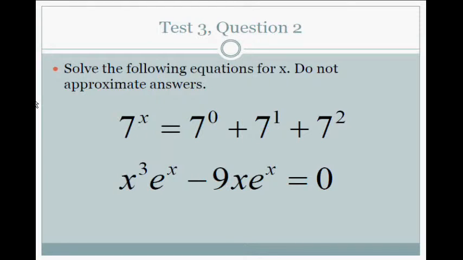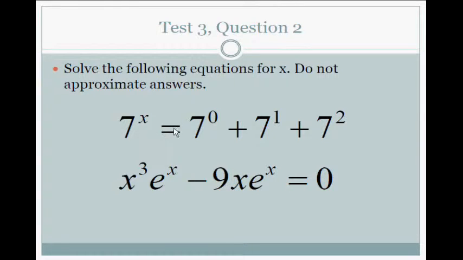And going on to question number 2, we had a couple of exponential equations where we had to try and solve for our particular answers for x. So we had to give the exact answer; using an approximation was not going to work in this case. So we had a couple problems here. These were just 2 of my favorite ones.